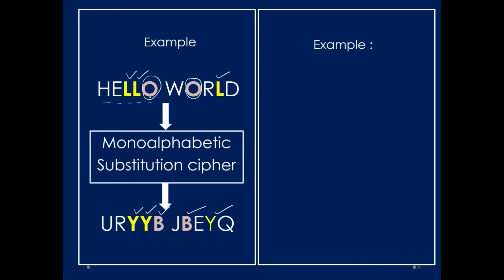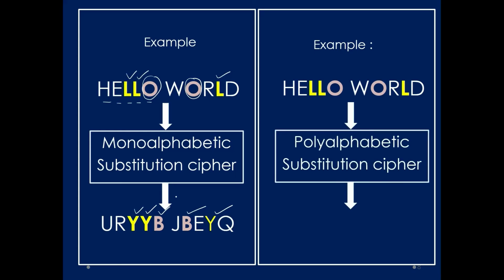O has been replaced by B, or O has been mapped to B. So wherever O occurs in your text, O will be replaced with B. So it uses one-to-one mapping. While the same letters, hello world, if you give it to a polyalphabetic substitution cipher, it generates something like this.